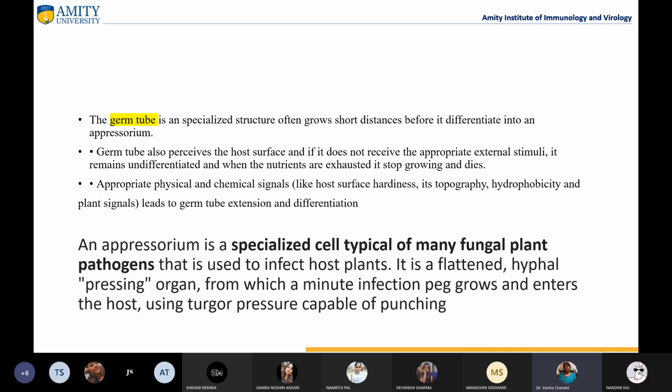So after the germ tube, after some time, it leads to the formation of an appressorium. So the appressorium is a specialized cell which in many fungal plant pathogens is used to infect the host plant.